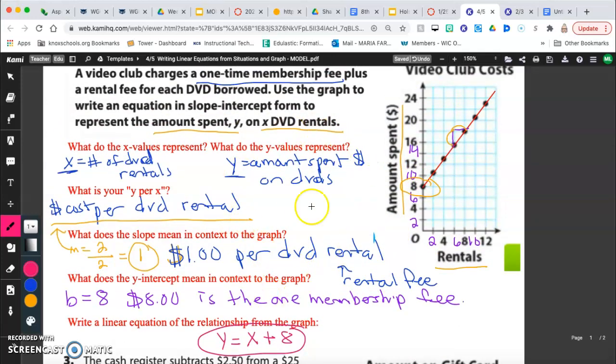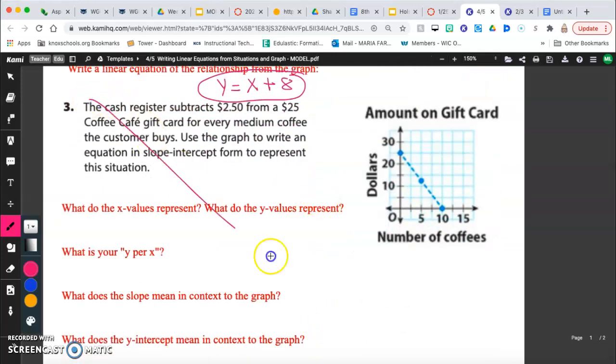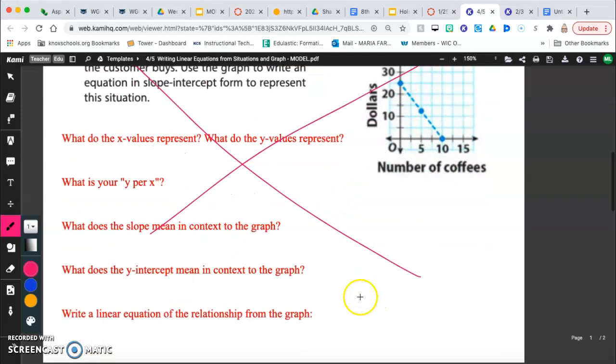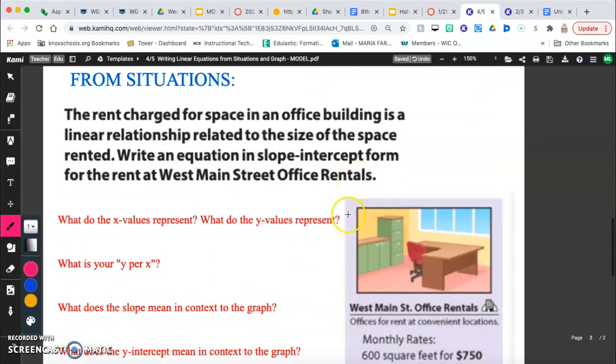Questions about this problem here? The slope, the y-intercept, the equation, what those contexts came from. All right, we're not going to do the second problem, so you can cross that out. But we are going to move down to this situation here.